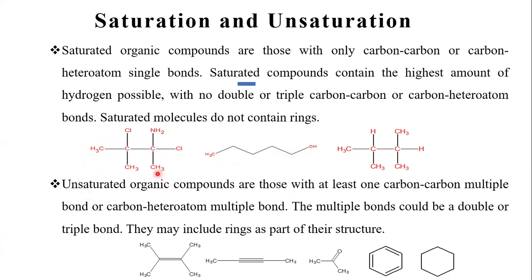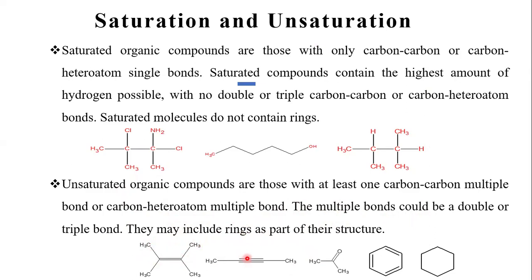Unsaturated organic compounds are those with at least one carbon-carbon multiple bond or carbon-heteroatom multiple bond. The multiple bond could be a double or triple bond. They may include rings as part of their structure too. So an example is given. We have this structure. We have a carbon-carbon double bond here. We have a carbon-carbon double bond here.